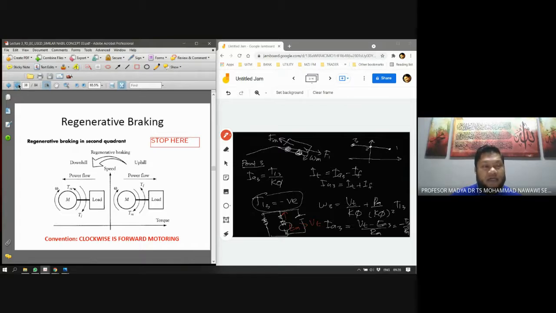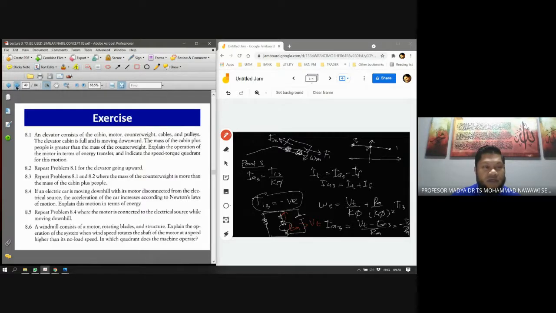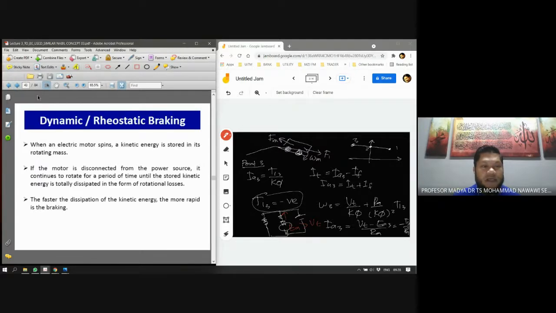Now we move into the dynamic braking. Okay, right. So when an electric motor spins, kinetic energy is stored in its rotating mass. If the motor is disconnected from the power source, it continues to rotate for a period of time until the stored kinetic energy is totally dissipated in the form of rotational losses.